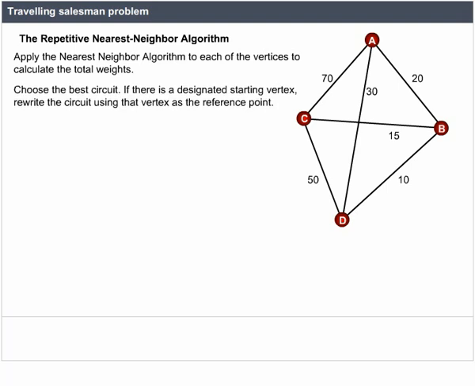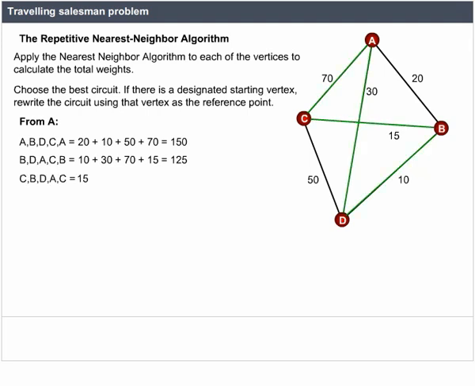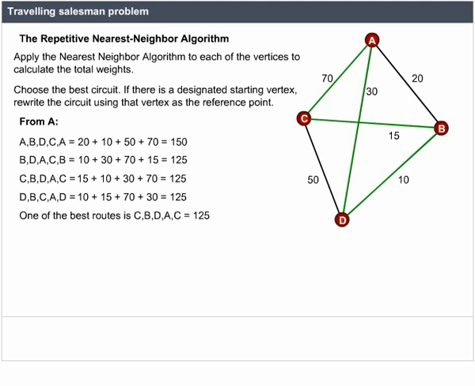From A, B, D, C, A equals 20 plus 10 plus 50 plus 70 equals 150. B, D, A, C, B equals 10 plus 30 plus 70 plus 15 equals 125. C, B, D, A, C equals 15 plus 10 plus 30 plus 70 equals 125. D, B, C, A, D equals 10 plus 15 plus 70 plus 30 equals 125. One of the best routes is CBDAC equals 125. Or if we rewrite with starting point A: A, C, B, D, A.